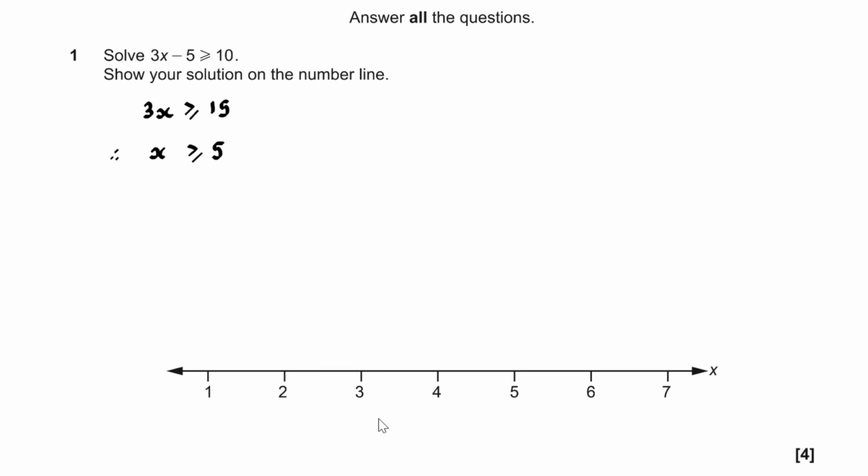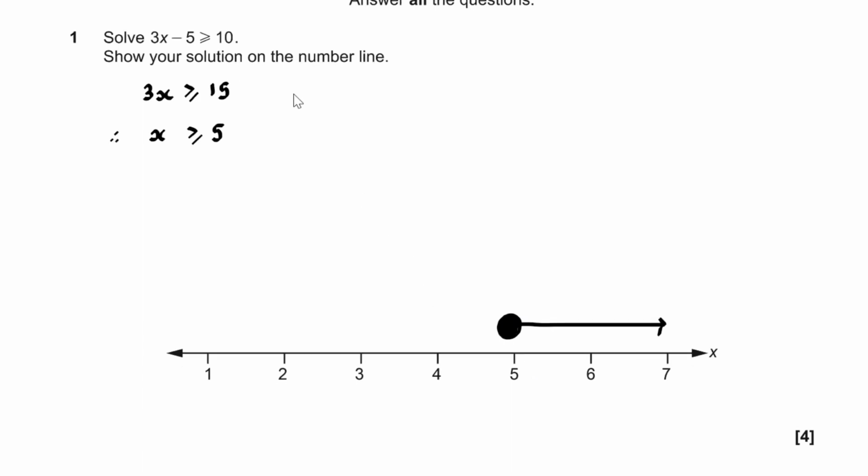And now we need to show this on a number line. Well, 5 is over here. So we draw a circle, like so, and then we draw an arrow pointing towards the right, indicating that x is greater than 5. Now here, of course, x is greater or equal to 5, so what we need to do is shade in inside of this circle, as we see over here. So here is the solution to this inequality on a number line.